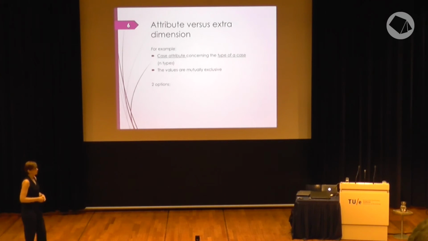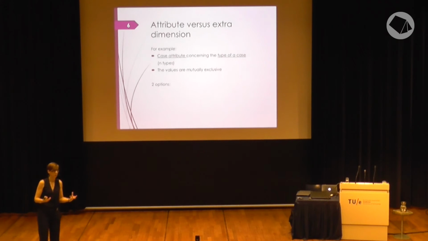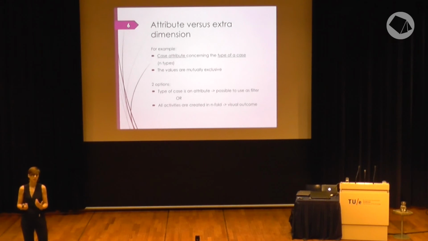So imagine you have a case attribute telling you something about the type of a case. You have n types, and the values, because it's a case attribute, are mutually exclusive. You are either a type A or a type B. You cannot hold both. So one process instance will only show one value of that attribute, mutually exclusive. Then you have two options. Either you keep that as an attribute and you use it later on as a filter. In this case, you analyze your event log and then you say, now show me type A, show me type B, if you have only two values, of course. Or you might choose to duplicate, or if you have n values, to create n-fold activities. For all different cases, a separate subflow, actually.